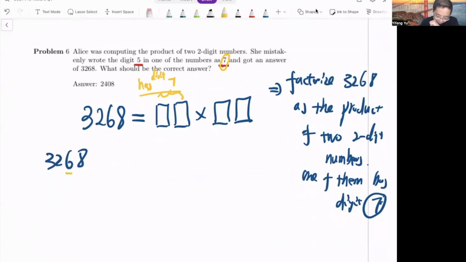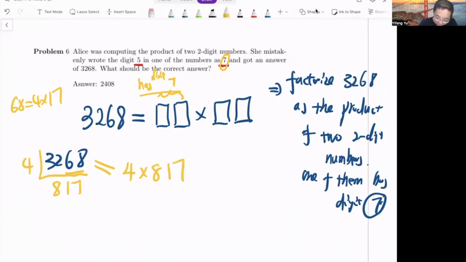And if you look at the last 2 digits, you realize the last 2 digits, 68, is 7 times 4 times 17. So that means this is divisible by 4. Okay, so let's see. If we divide by 4, we get 817. So 3,268 equals 4 times 817.